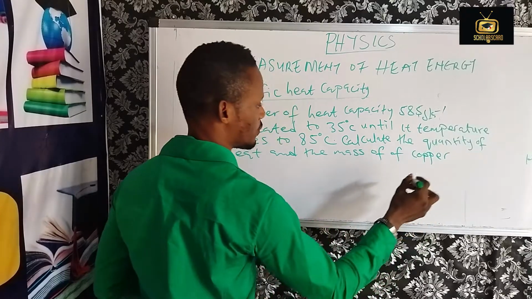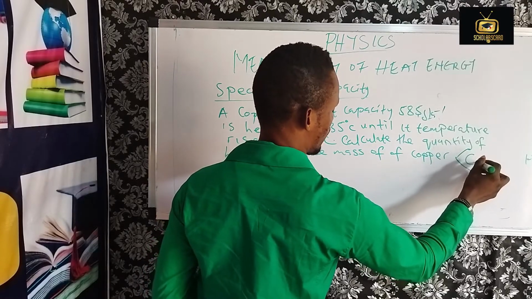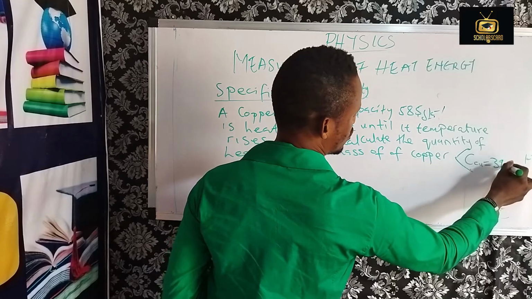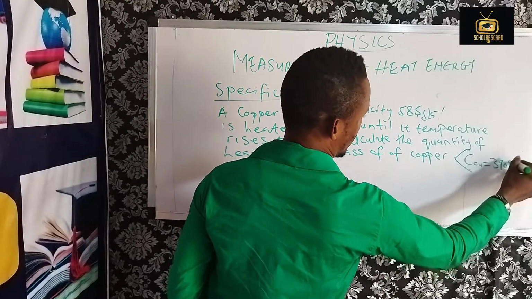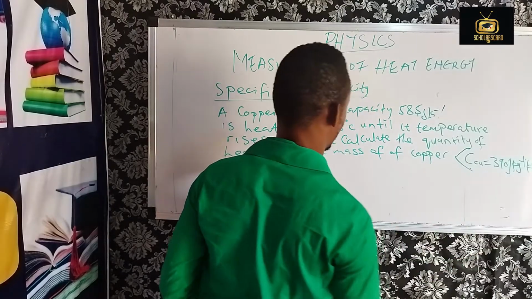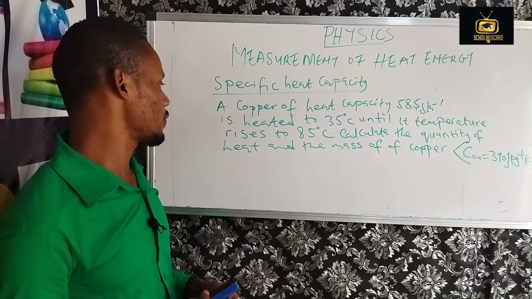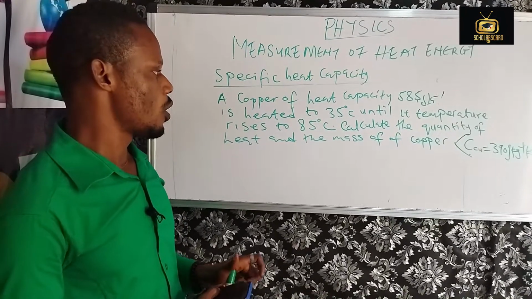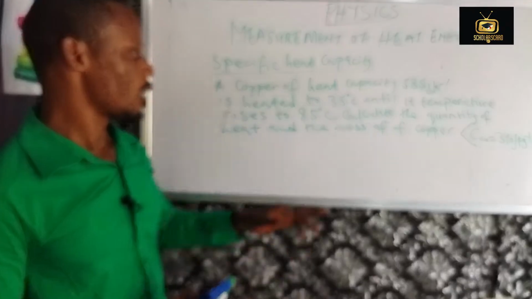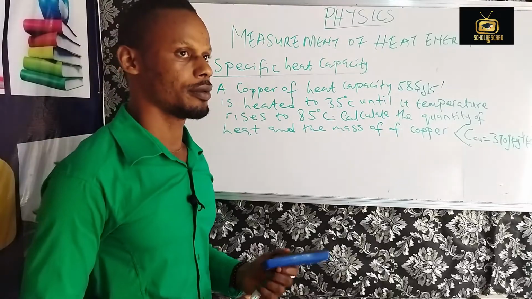Now you take the specific heat capacity of copper, C for copper, as 390 joules per kilogram per Kelvin. Look at the question: a copper of heat capacity 585 joules per Kelvin is heated from 35 degrees Celsius until the temperature rises to 85 degrees Celsius. Calculate the quantity of heat required and the mass of the copper.